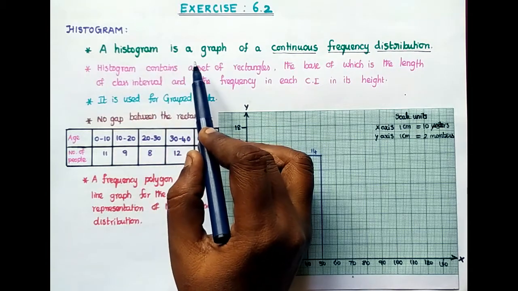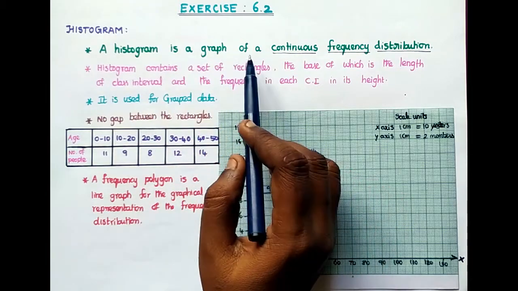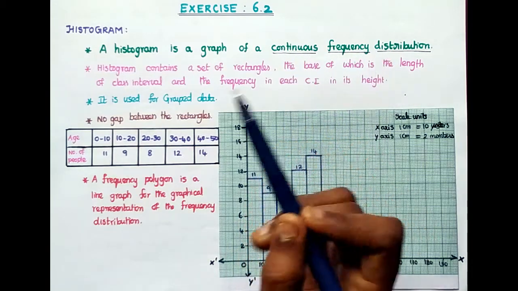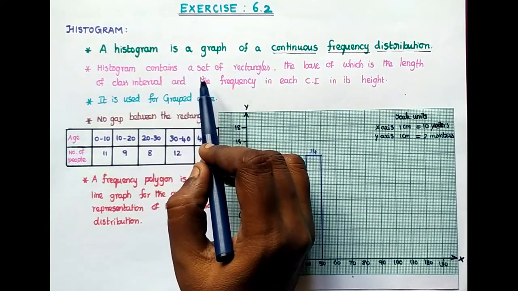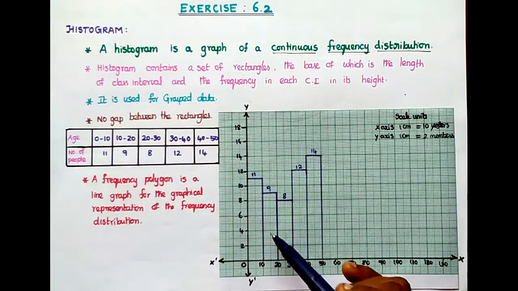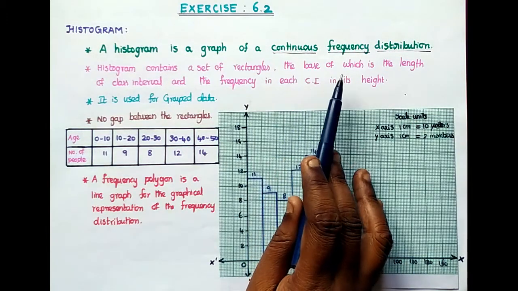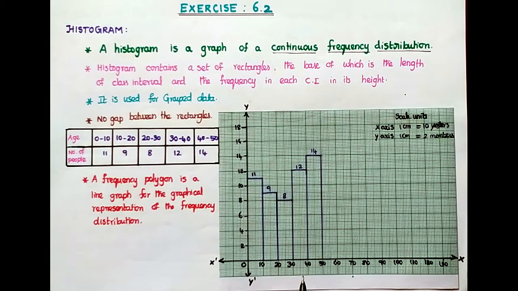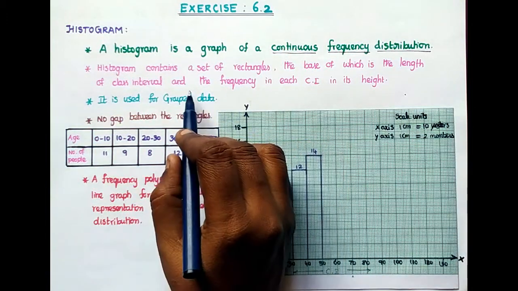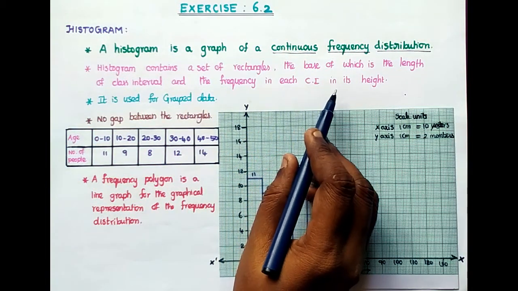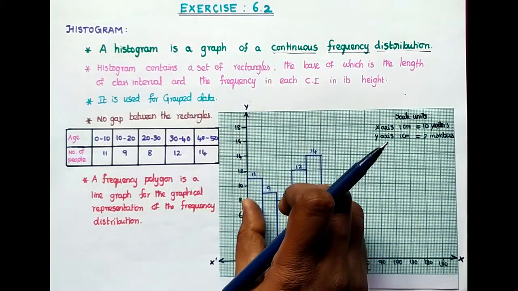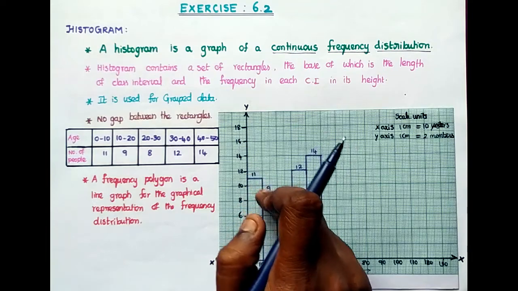A histogram is a graph representation of a continuous frequency distribution. Which one? Continuous frequency distribution. A histogram contains a set of rectangles, the base of which is the length of the class interval, and the frequency in each class interval is its height.